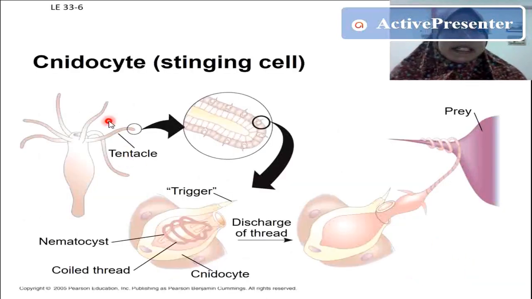You can see this is the tentacle of a cnidarian, which contains a cell we call the cnidocyte. If you enlarge the image, you can see this is the cnidocyte cell. The cnidocyte contains the nematocyst, this one. This nematocyst will discharge a thread-like structure that helps to capture the prey, which allows them to feed.